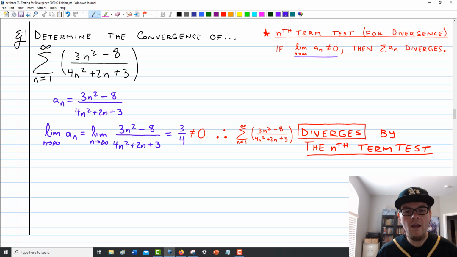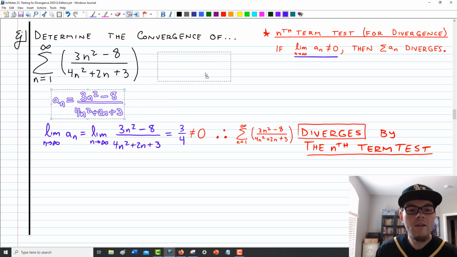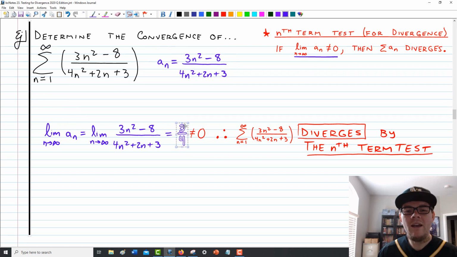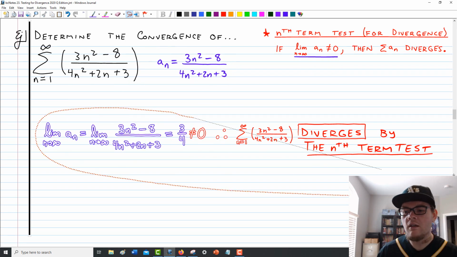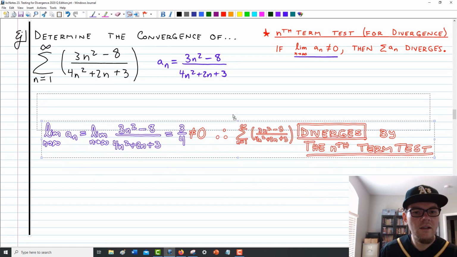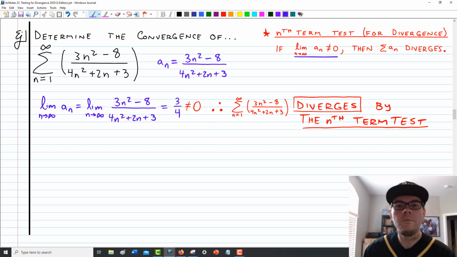But the question that should be in your head right now is, wait, what? I thought that doesn't that mean that it converges? We got a number. Why isn't it converging? That seems kind of awkward, doesn't it? Why is it that this didn't converge?